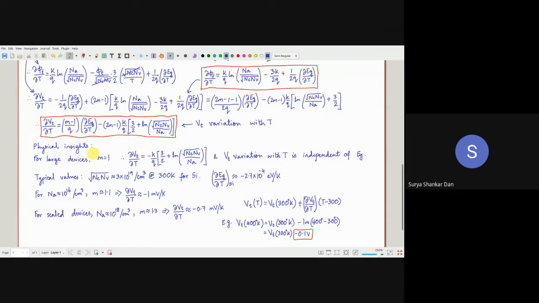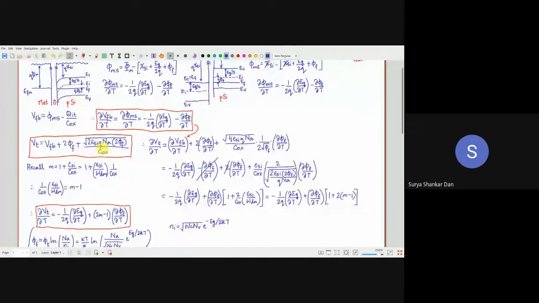Okay, so what we have learned today at the very, very abstract level, without going into any consideration, is that if you are having a large device, then small m is going to be equal to 1. What is small m? 1 plus CSI by COX. Invariably, COX will be larger because COX is epsilon OX by TOX. Remember that story, right? So the small m is going to be equal to 1 because CSI by COX is going to approach 0, almost very, very less for large devices. So small m is approximately equal to 1.